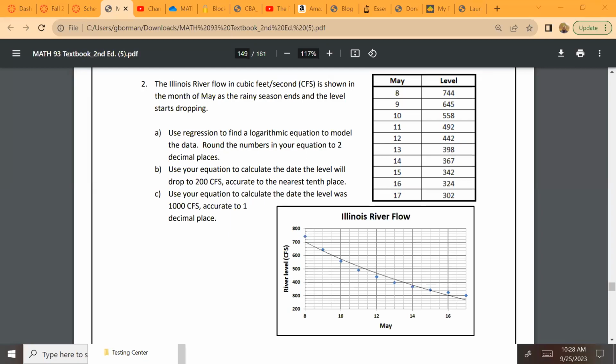All right, everybody, the last video for chapter 5. Okay, so the Illinois River flow in cubic feet per second is shown in the month of May as the rainy season ends and the level starts dropping.